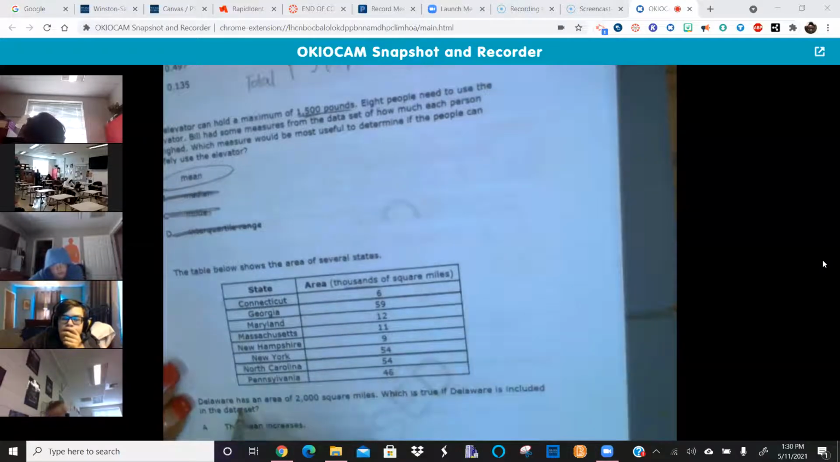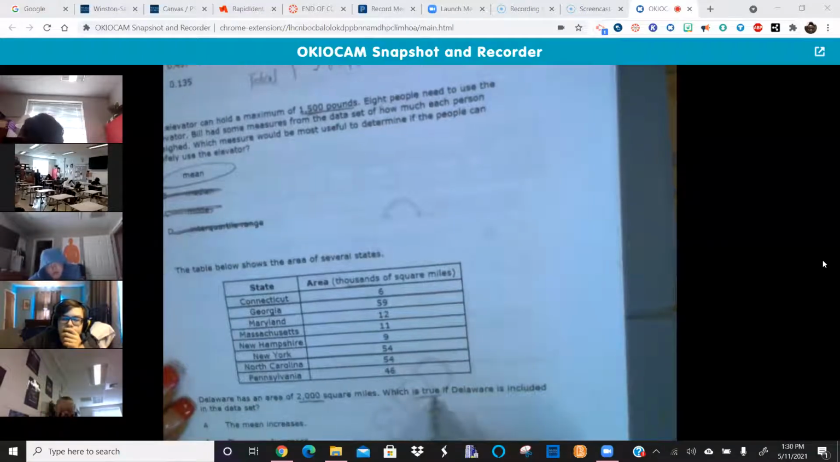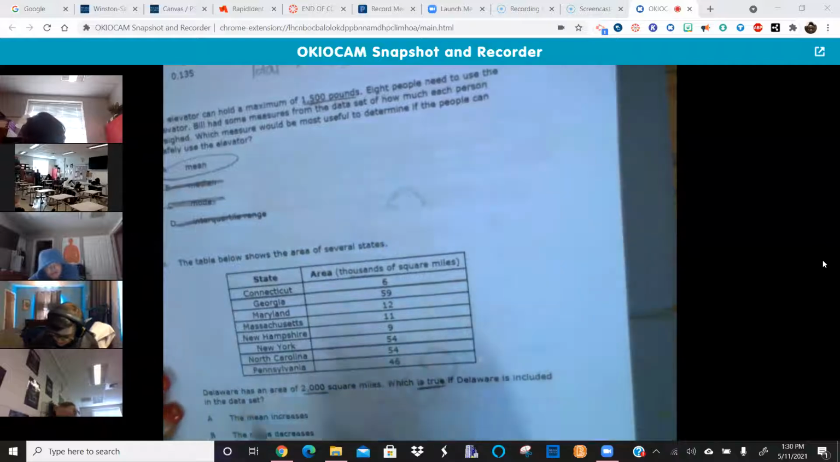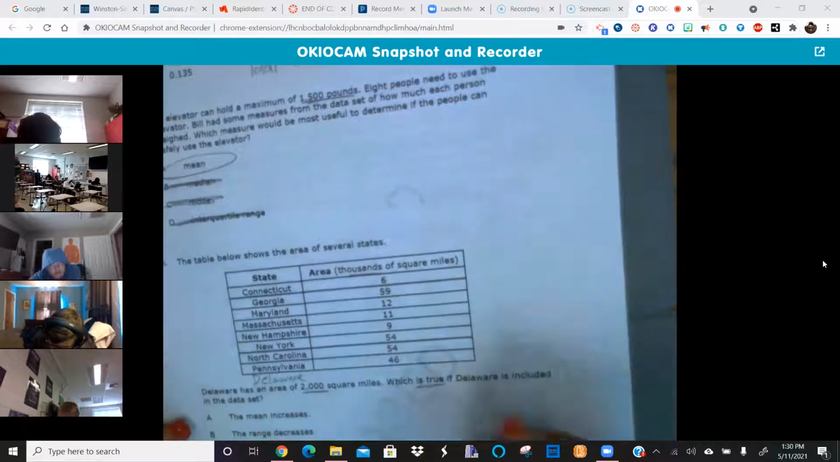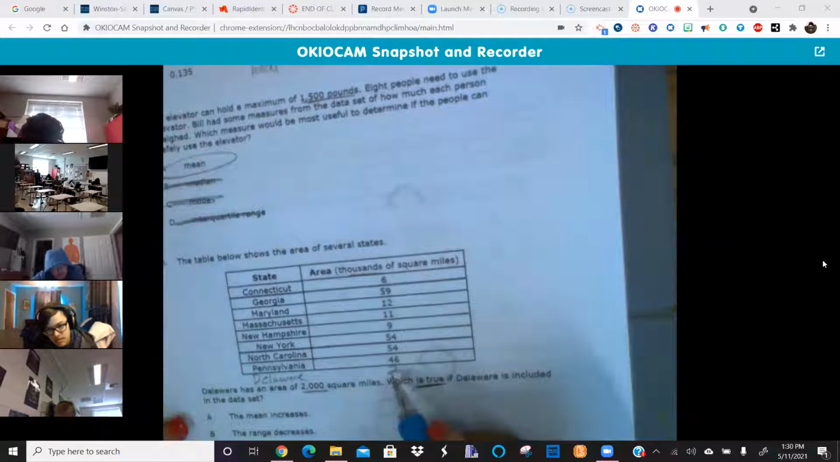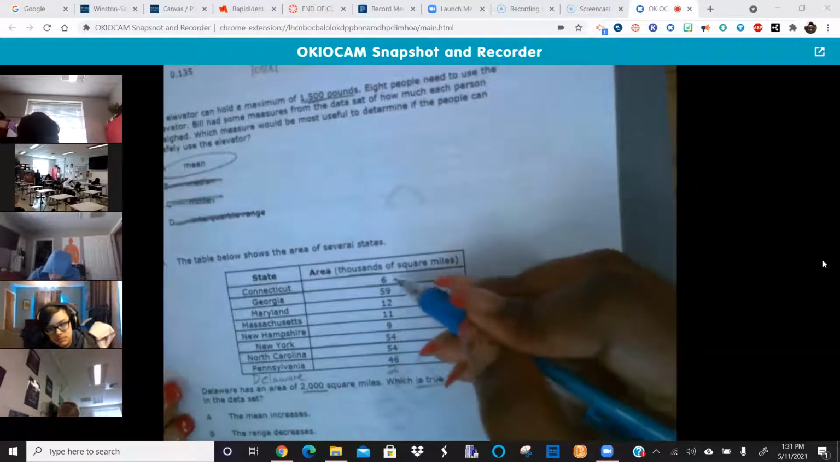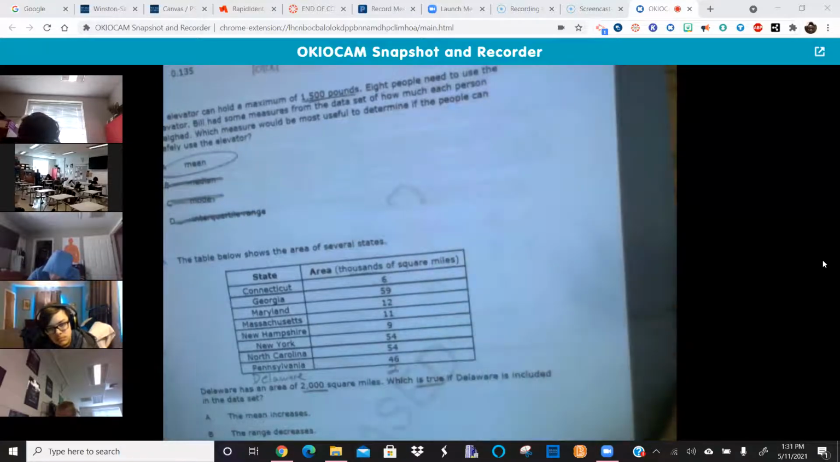All right. It says Delaware has an area of 2,000 square miles. It says which is true if Delaware is included in the data set. So let's include Delaware here. This is Delaware, and let's include it. We're going to put 2 here because 2,000 in this table is represented as just saying 2. It's written in terms of thousands. All right, so what I noticed when I add 2 to it, that now 2 is the smallest number instead of 6. Okay, so 2 is now literally the smallest area there. Delaware is really small. All right, so does the mean increase?